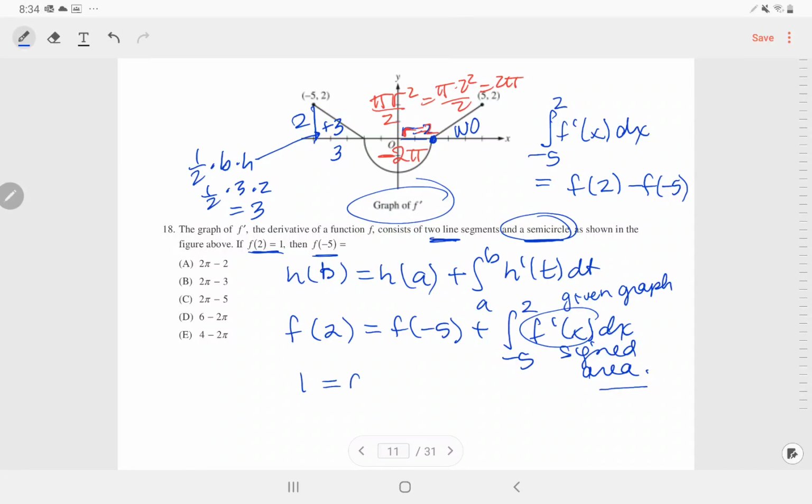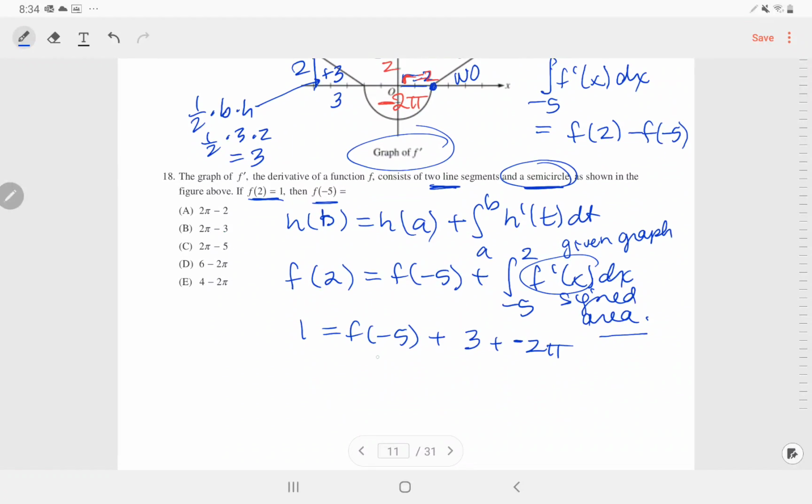I rely on my class to catch my careless mistakes, and so I can't do that here because they're not here. It's so sad. So 3 plus negative 2 pi, because that does count as negative. And then f of negative 5, you're going to move that over negative 3 and then plus 2 pi. So negative 2 plus 2 pi is f of negative 5. 2 pi minus 2a.